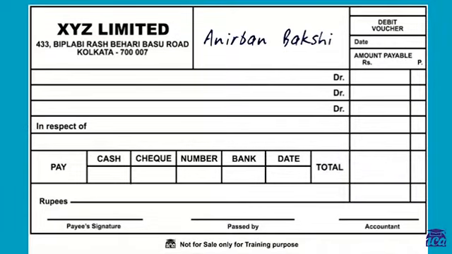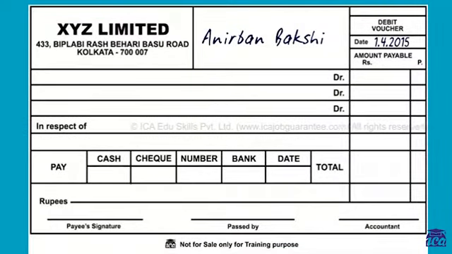On the right hand side, it says debit voucher, and underneath there is this date. So, we will put in today's date. Let's say today is the 1st of April 2015. And then we have the details. What kind of payment is it? We say it is for salary. So, in the first line where it is written debited, we will write salary account debited.